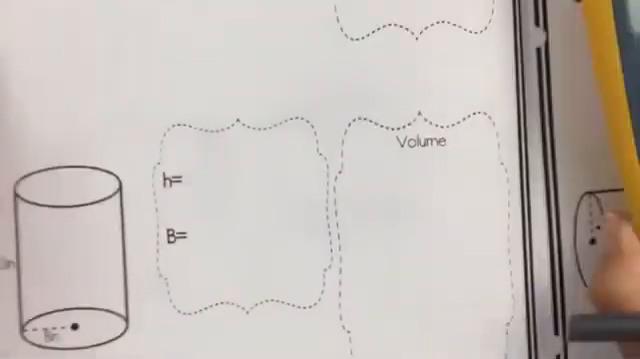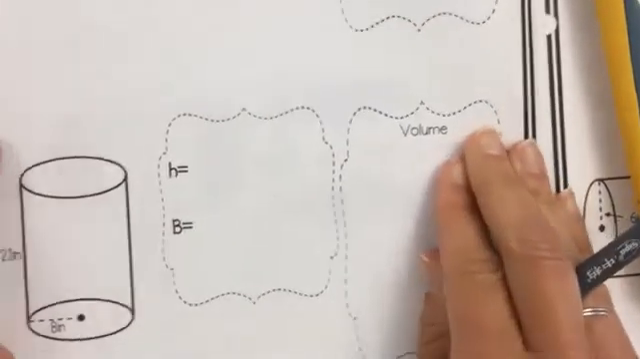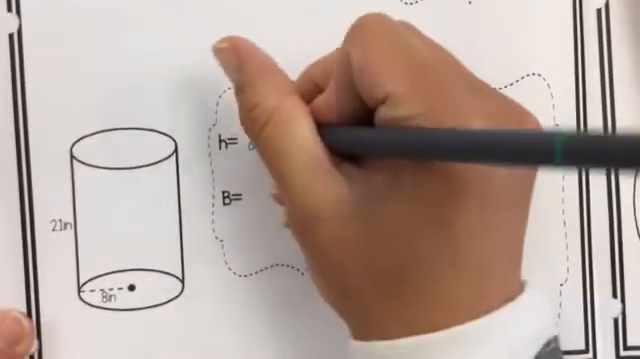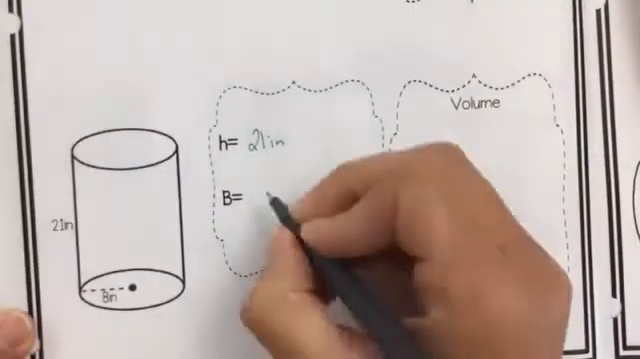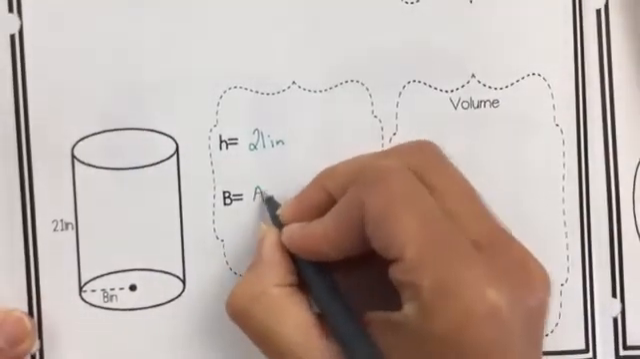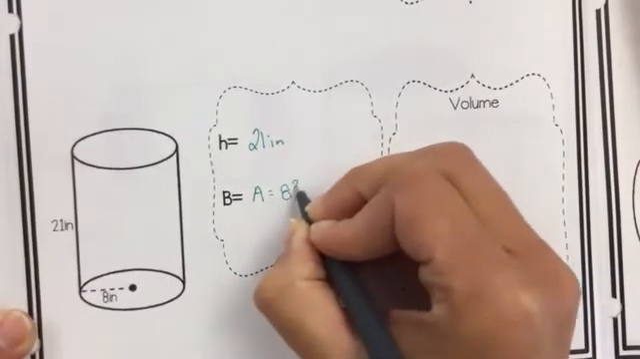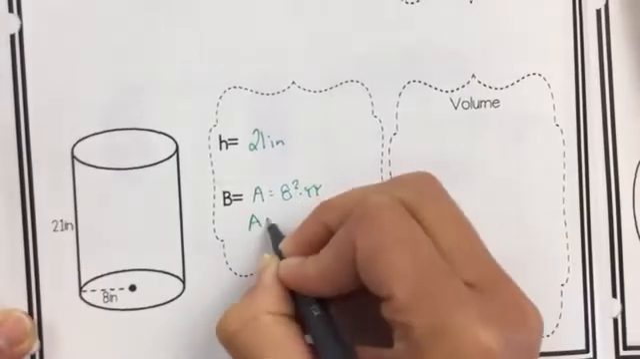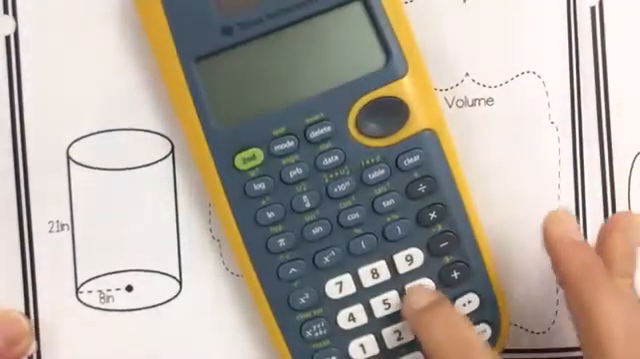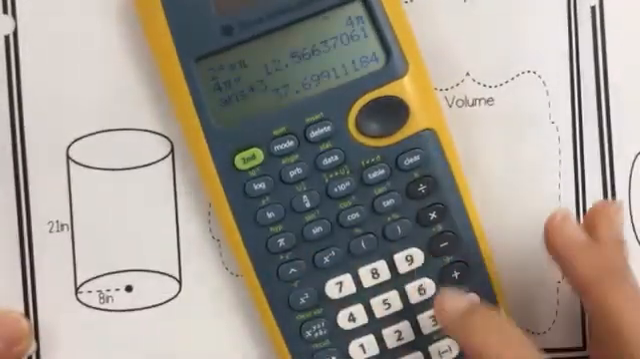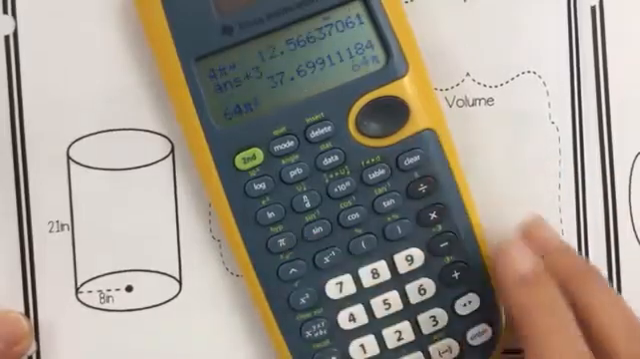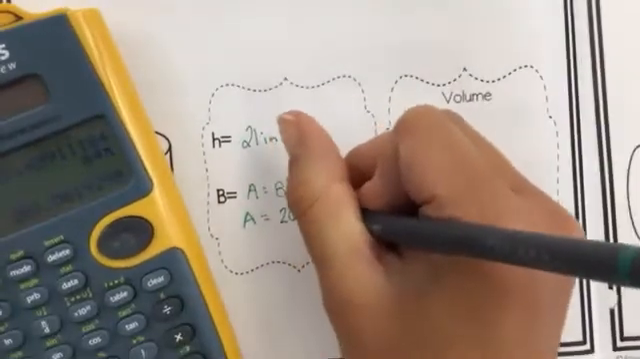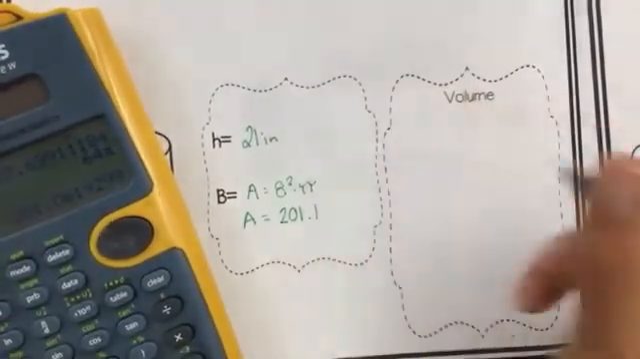Okay, our next one of this cylinder, what's our height? 21 inches, perfect. And the area of the base is 8 squared times pi, because we have to take the radius squared times pi. That would be 64 pi. And so I get 201.1.